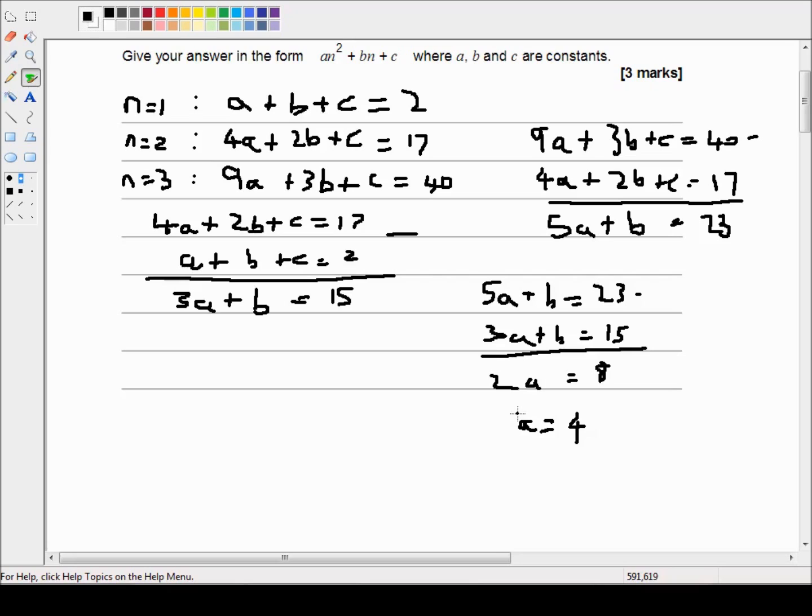Now we need to find b. Well, how about just 5a plus b equals 23? So 5a, 5 times 4 is 20. So 5 times 4 plus b is equal to 23. So 20 plus b is equal to 23, so clearly b is equal to 3.